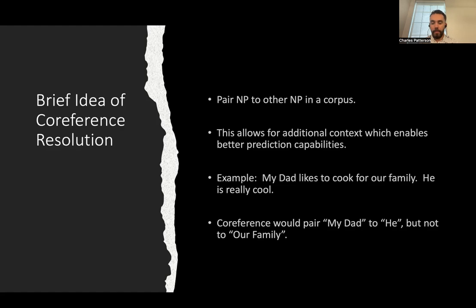An example that I came up with is: my dad likes to cook for our family. He's really cool. Here, coreference resolution would hopefully be able to pair my dad in the first sentence to he in the second sentence. But by that same token, coreference resolution isn't going to pair our family to he, because that's not the right linking. The right linking would be my dad to he. So that's the goal: can we connect these two different noun prepositions to each other?